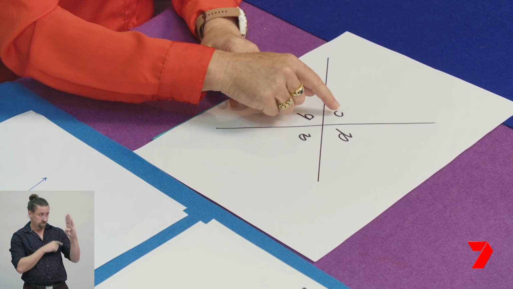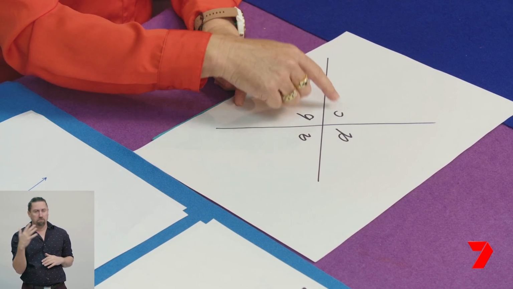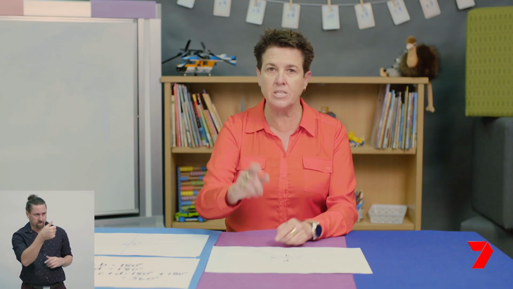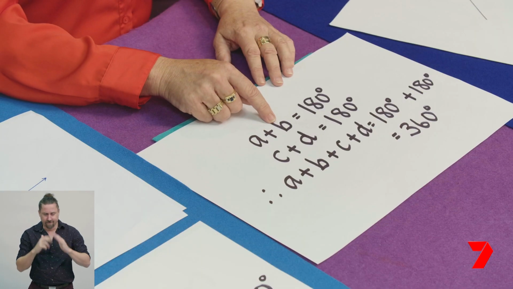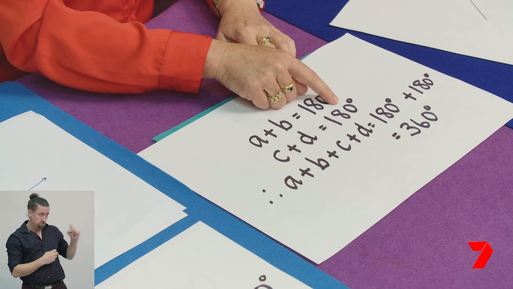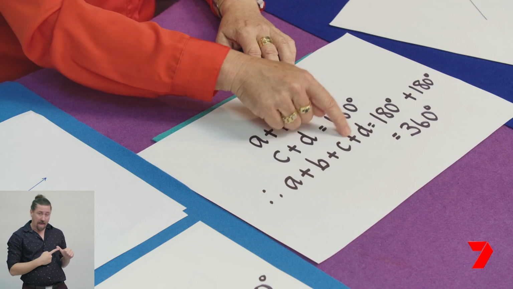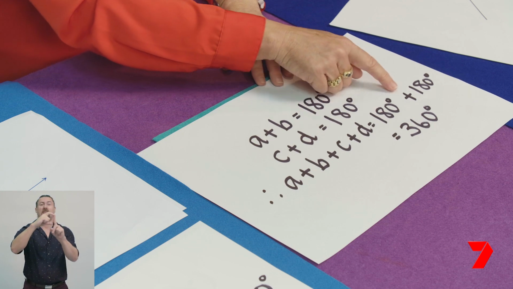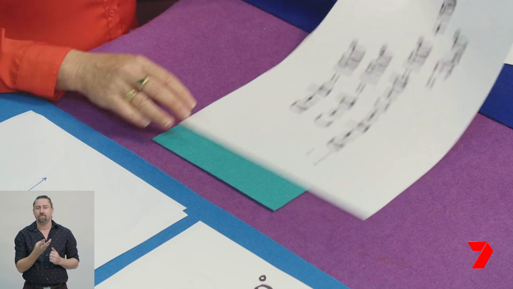That means that angles C and D also add up to 180 degrees because they are adjacent and are on a straight line. Let's write this down. A plus B is equal to 180 degrees. C plus D is equal to 180 degrees. Therefore, A plus B plus C plus D is equal to 180 degrees plus 180 degrees. The answer is 360 degrees. Wow! So the 4 angles at this point added to 360 degrees.